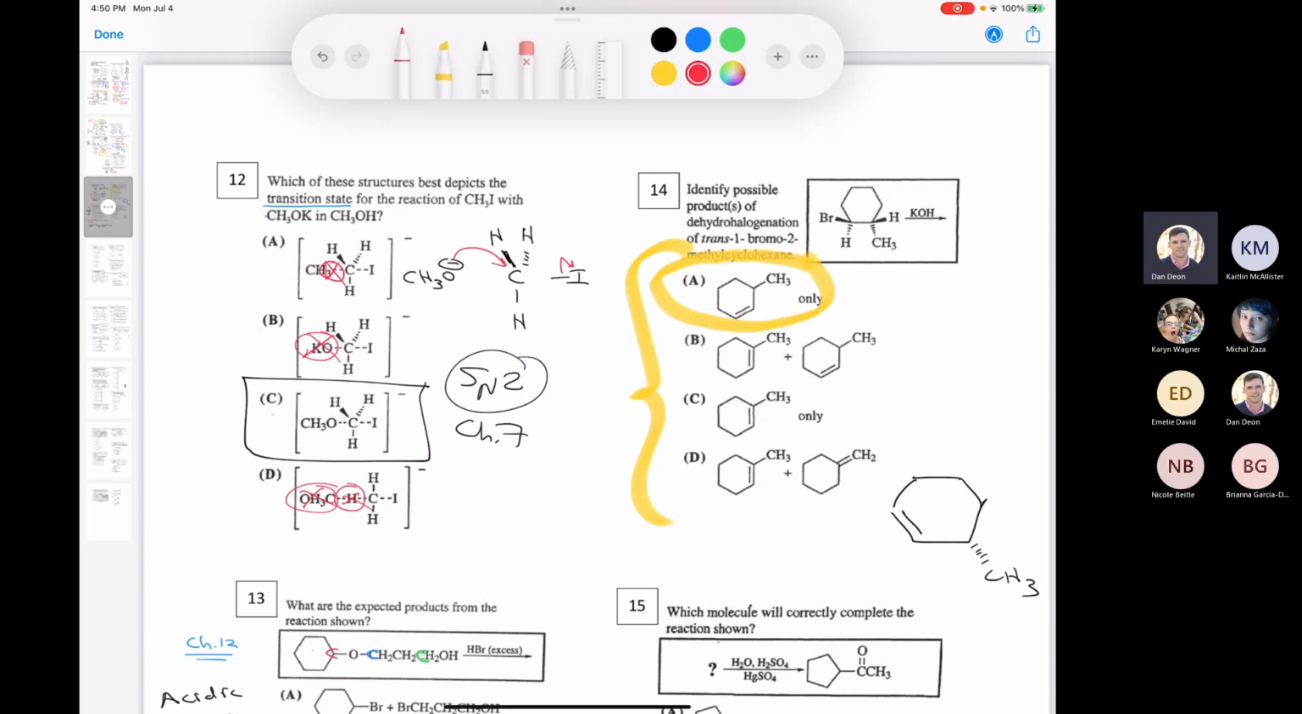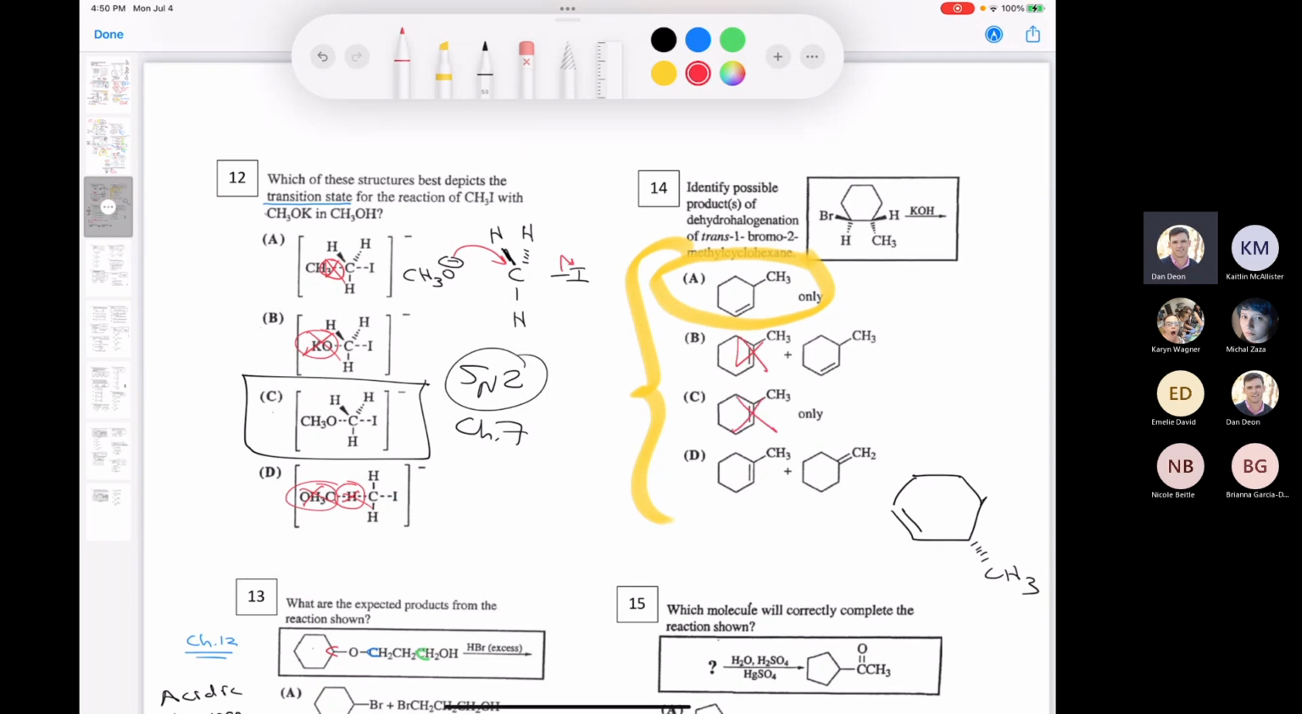You can't make this compound, that one. Well, these are all the same. You can't make that. You can't make this. This is the only thing you can make, which is this or this. But you can't make this, so the answer must be A. And there we have it. Boom. Just like that. The answer is A.